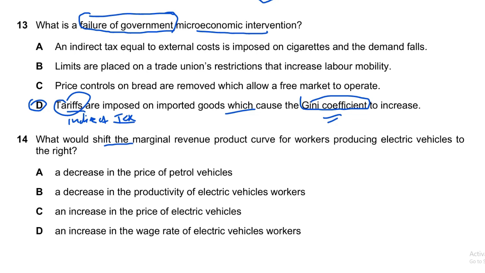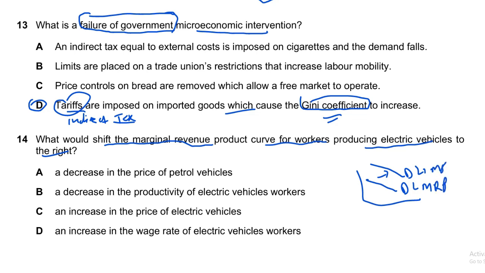What would shift the marginal revenue product curve for labor producing electric vehicles to the right? Right, so marginal revenue product of labor is another name for demand for labor. So the examiner is indirectly asking why demand for labor will shift to the right, right? DL to DL1, where DL is basically marginal revenue product, and this will be marginal revenue product 1. So why may it shift to the right? You have to find out the reason for a rightward shift in marginal revenue product or demand for labor.